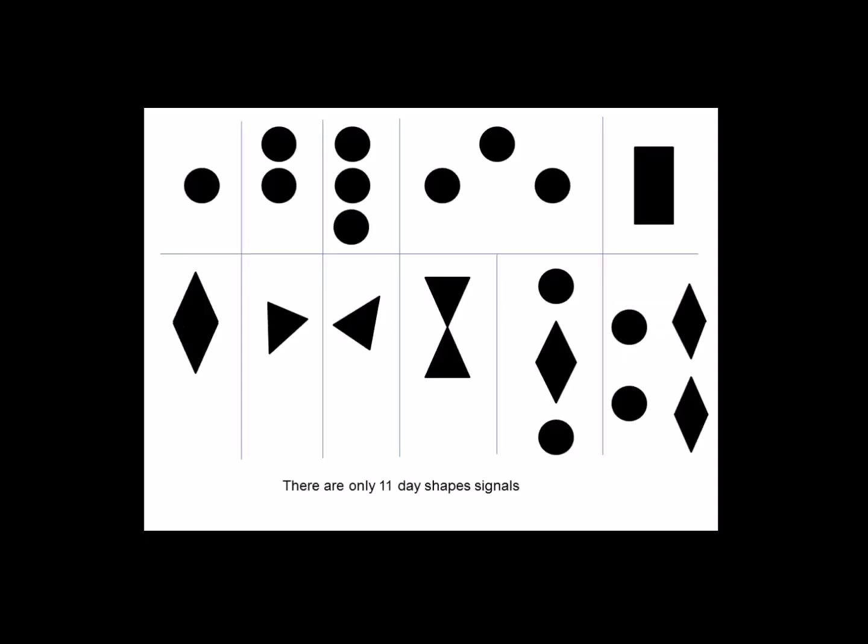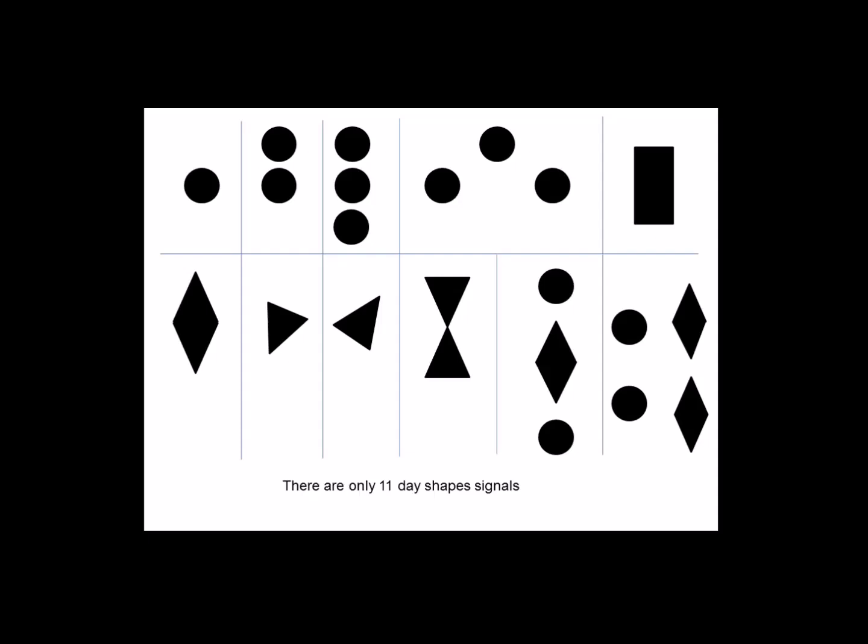And these shapes can be shown either individually or combined with other shapes. For instance, you could have balls and diamonds displayed together. Now we can take these shapes and we can show them either individually or in groups to make signals. And in the rules, there are 11 signals.